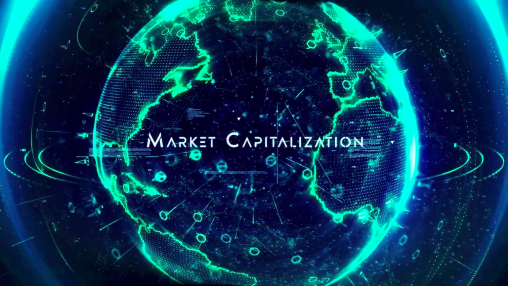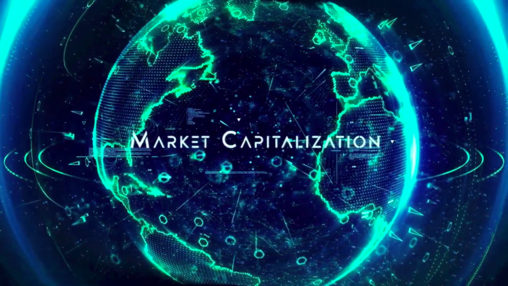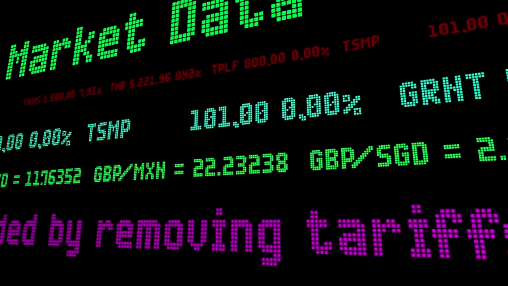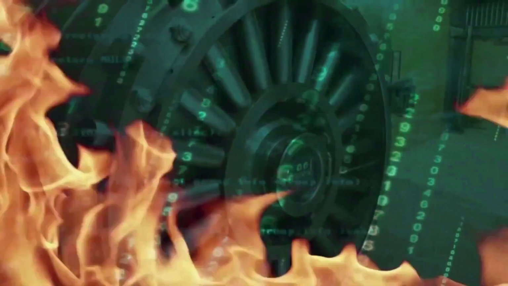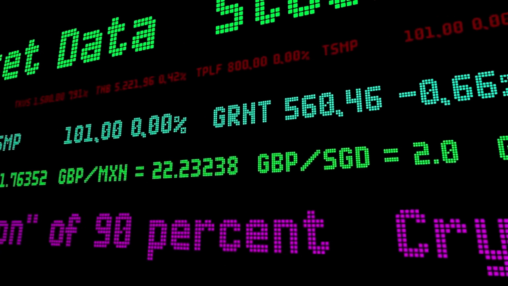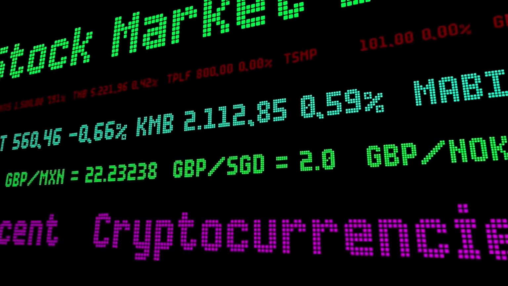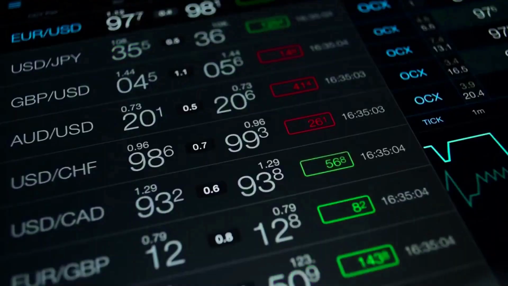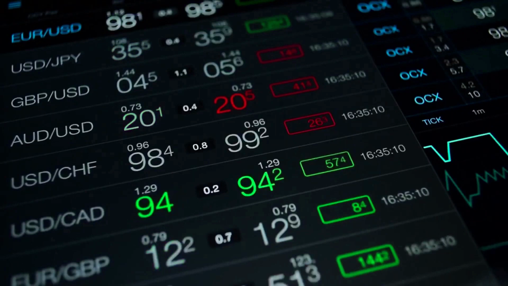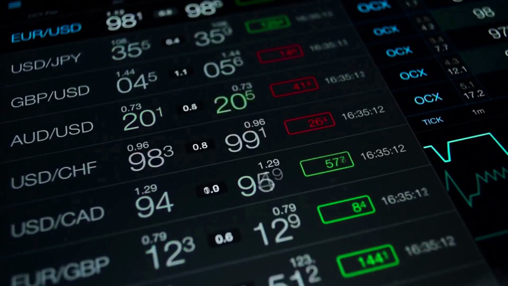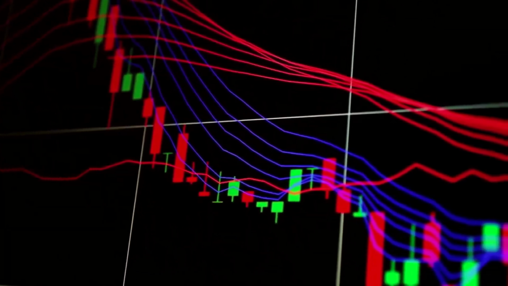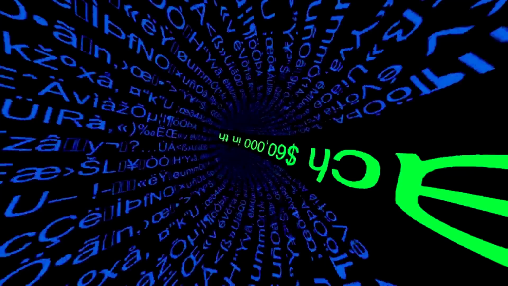XEC forecast for the next few days. Day, cost. 12th of October, 2023, $0.0000263. Friday, October 13th, 2023, $0.0000263. Saturday, October 14th, 2023, $0.0000264.